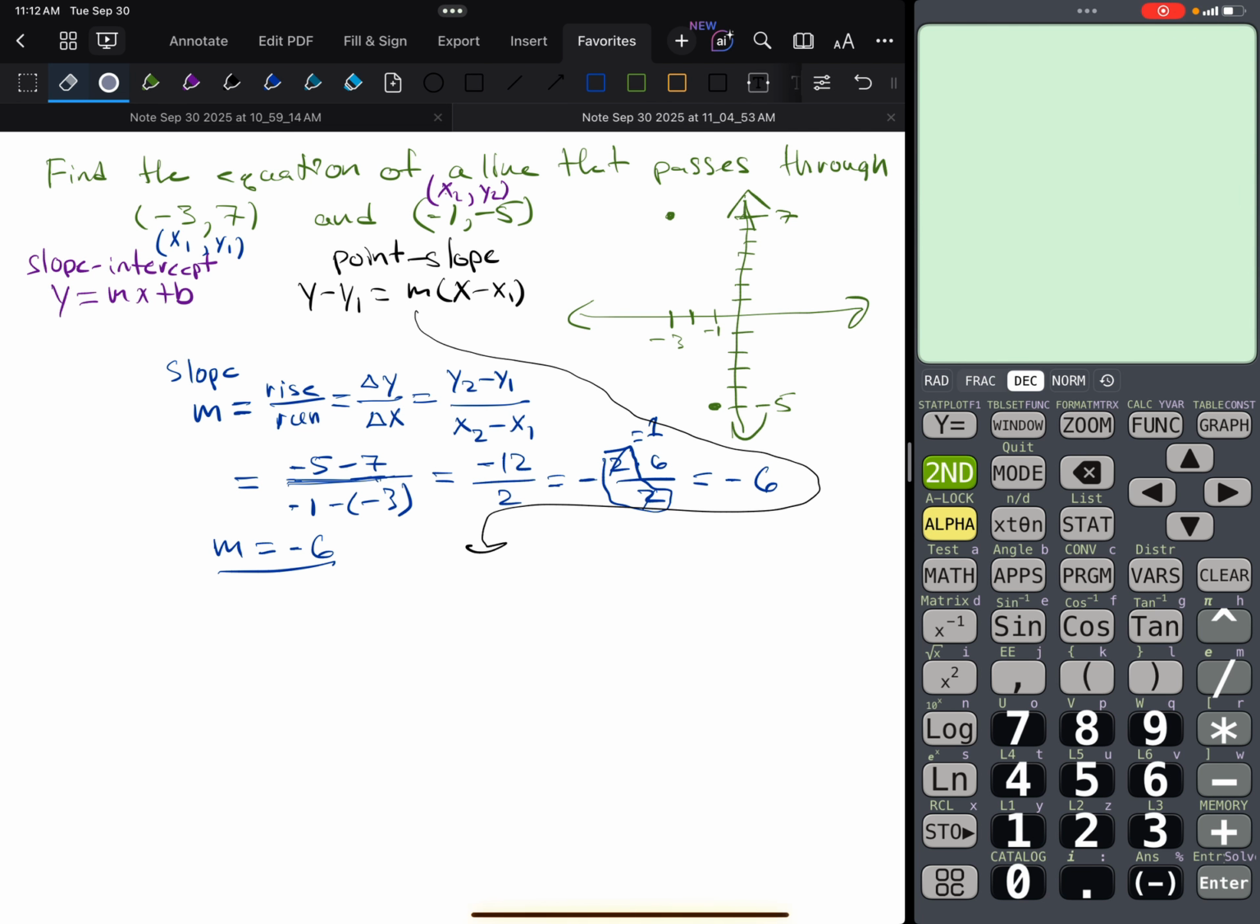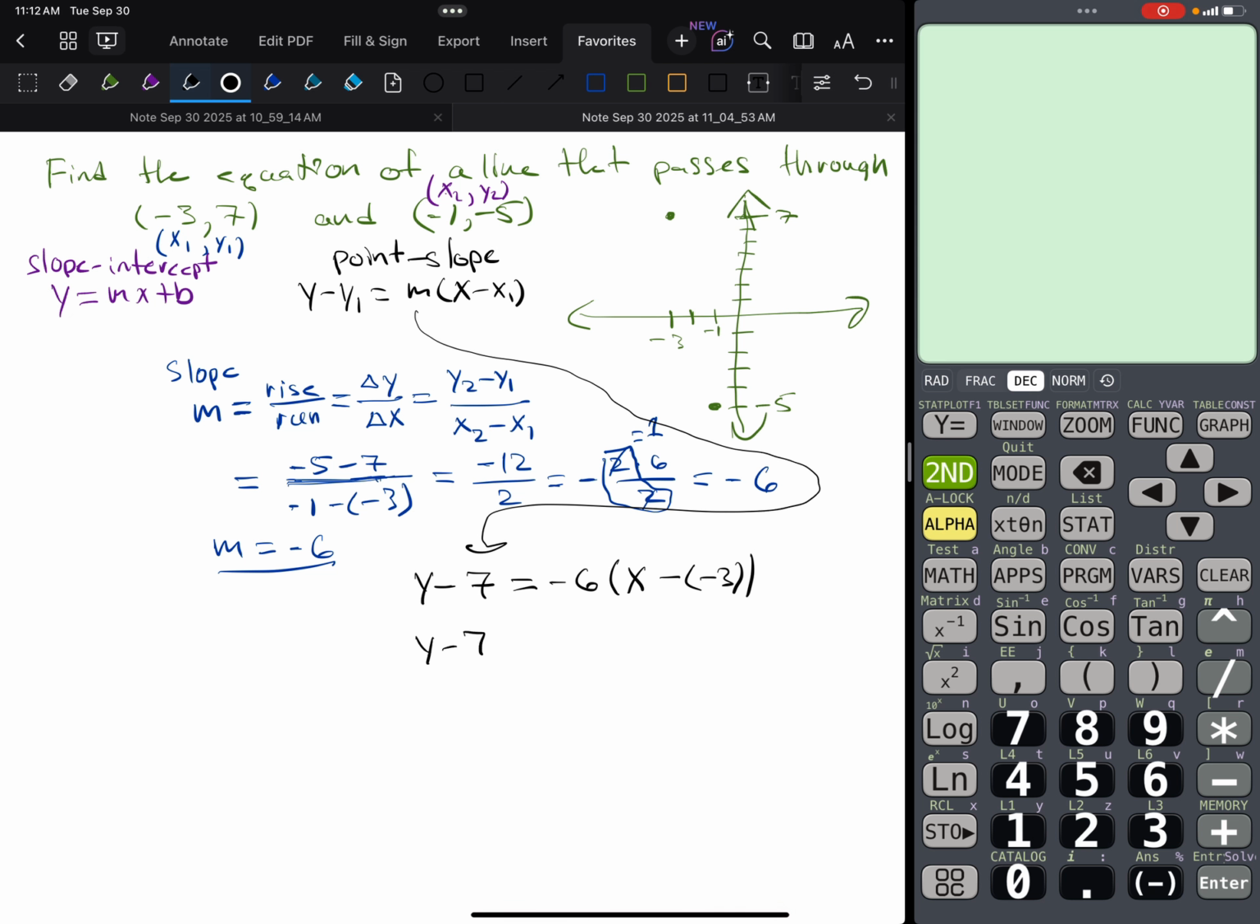That's going to be y, pen, not eraser, y minus, and instead of y1, I'm going to use 7, equals, and instead of m, I'm going to write negative 6 because I know what m is. And then I'm going to have x minus, and instead of x1, I'm going to write negative 3 because that's my x1 over here.